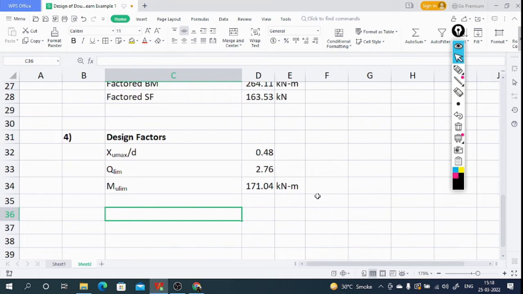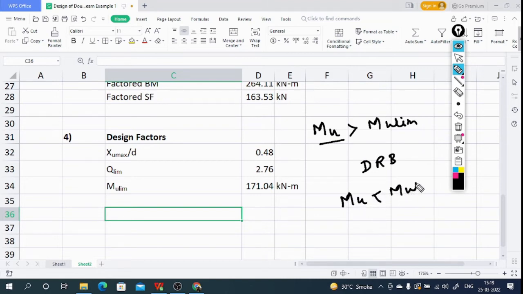Here they are asking us to design a doubly reinforced beam. That does not mean that directly we have to go for design of doubly reinforced beam. It depends on some condition. What is that condition? I will tell you. If MU is greater than MULIM, MU is the applied moment, then we have to go for doubly reinforced beam design. Else, if MU is less than MULIM, then we have to go for singly reinforced beam design. So we have to check whether MU is greater than MULIM or less than MULIM. Depending on that condition, we will design a doubly reinforced beam or singly reinforced beam.